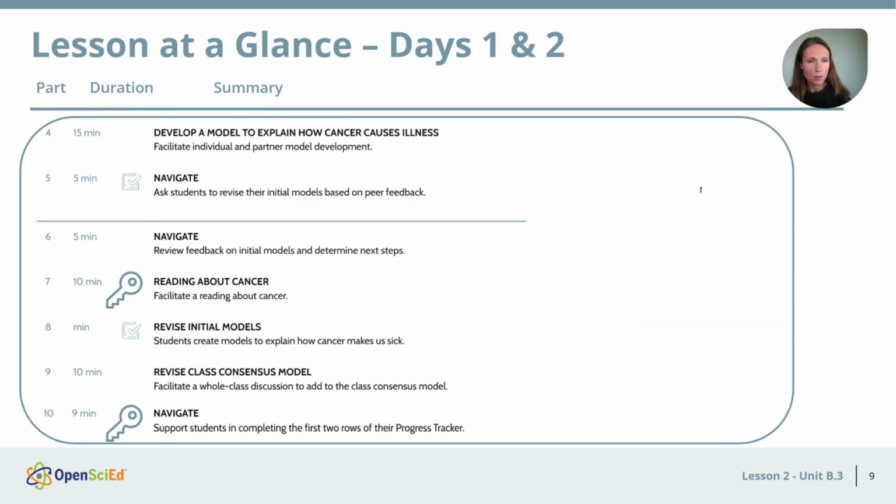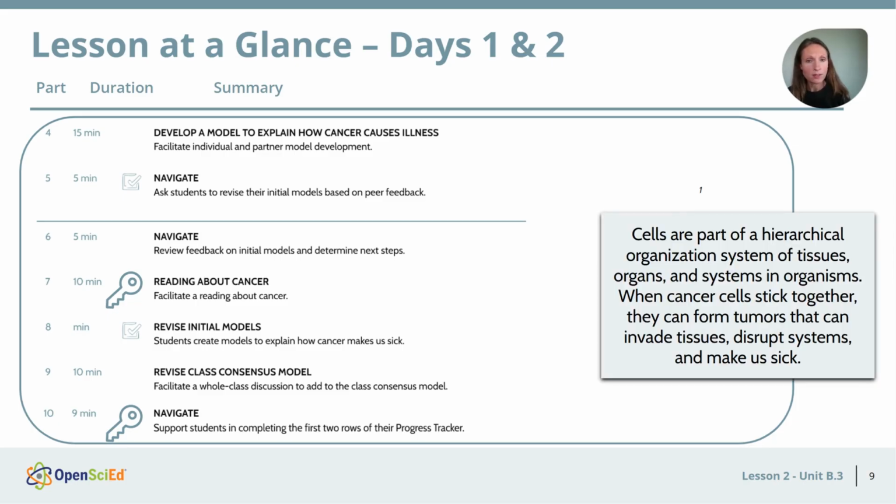So in the second chunk, we begin by developing individual initial models to explain our current thinking about how cancer makes us sick. We use these models to identify things we can't fully explain yet. Then we read about cancer to help answer our questions. From the reading, we figure out that cancer cells can divide and form tumors, and those tumors can disrupt the normal functions of the body. We use this information to revise our individual initial models and our Lesson 1 class consensus model. While we have a better understanding of what's going on in our bodies when we have cancer, we still don't know how it happens. That will be our focus in Lesson 3.